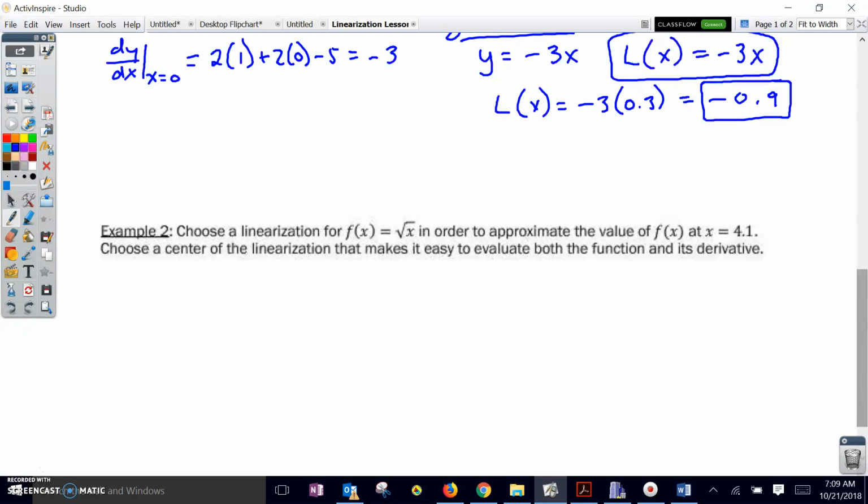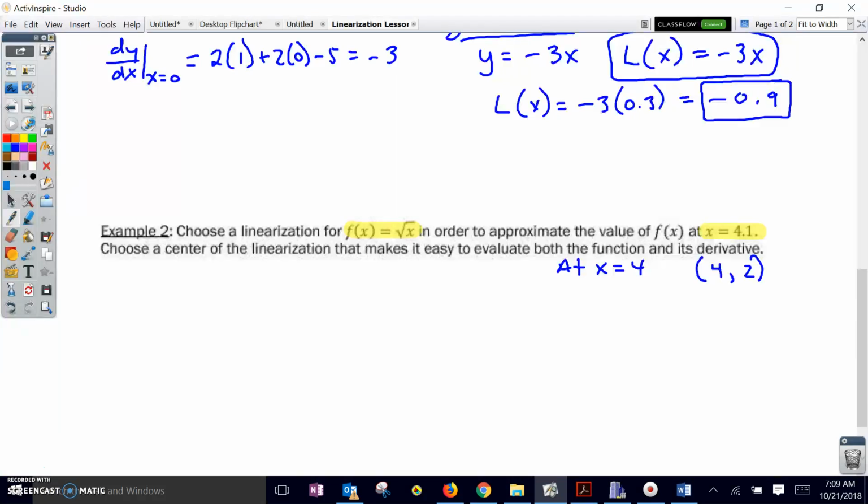Alright, so we want a value of x that is close to 4.1, that if I substitute it into this function, it's going to be easy for us to calculate. Hopefully the obvious choice to you is 4, since we can very easily take the square root of 4. And so we're going to center a linearization around x equals 4. We substitute 4 into the original function, and the square root of 4 is 2. So my point for my tangent line is (4, 2).